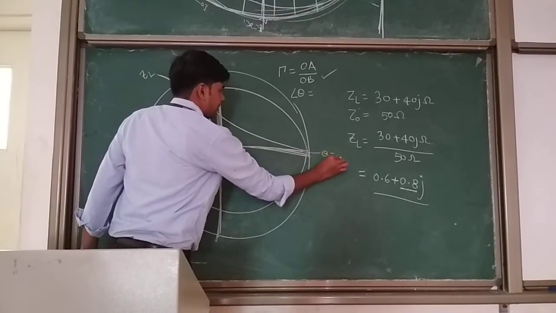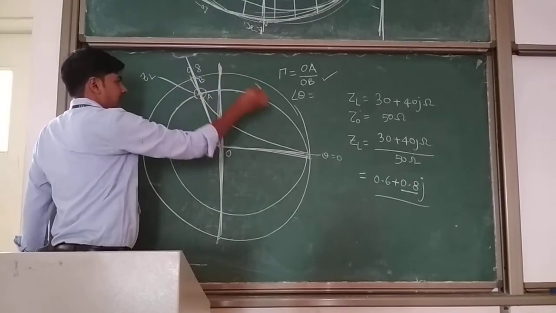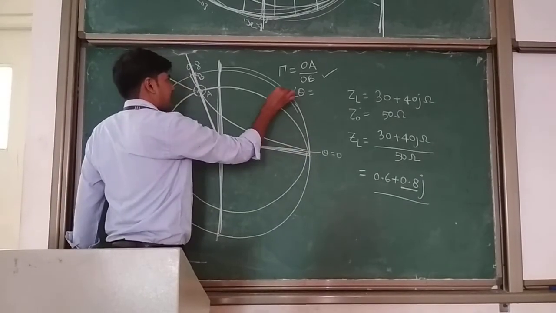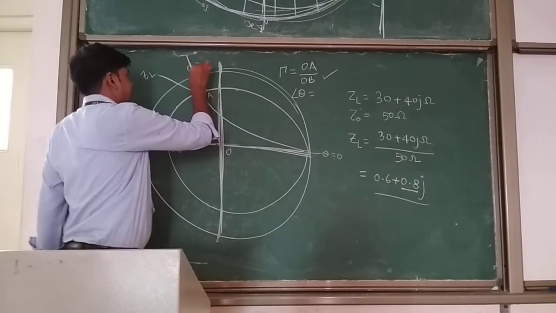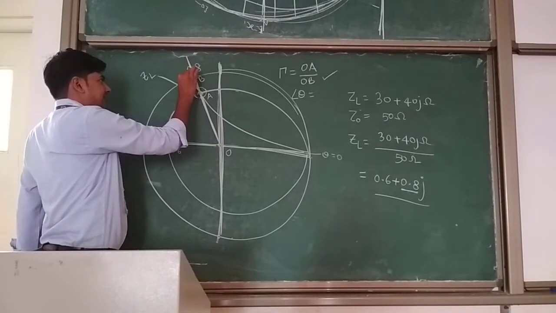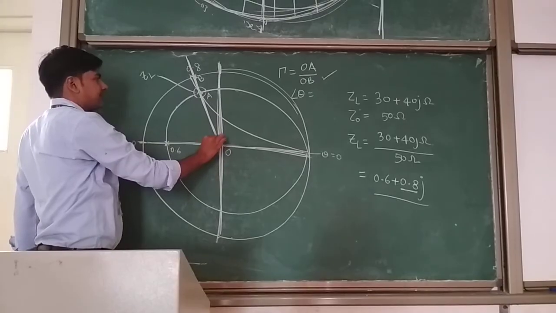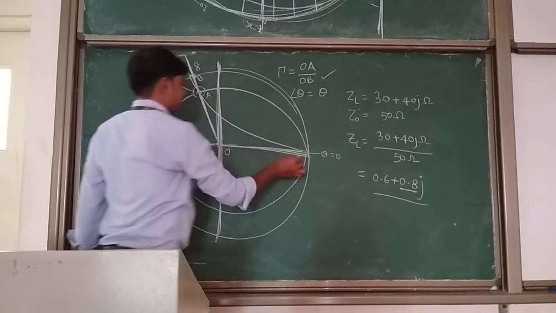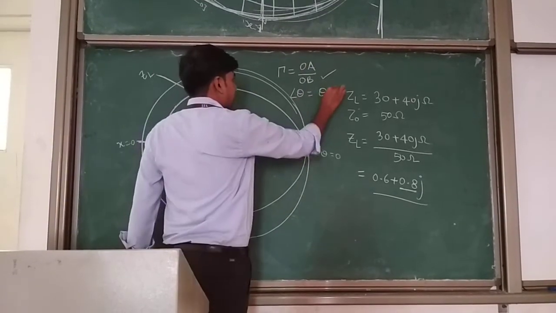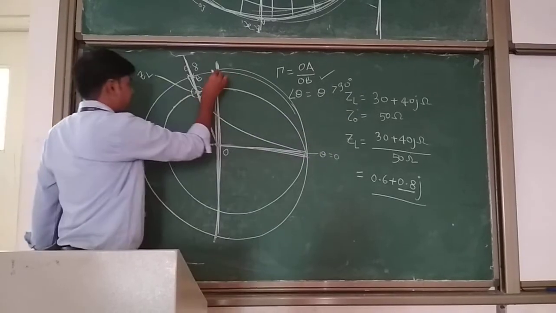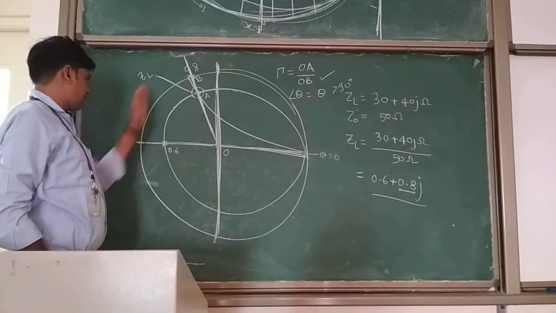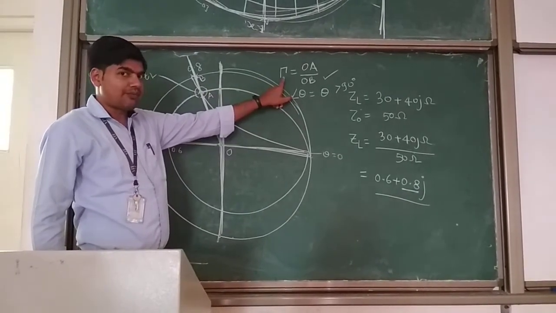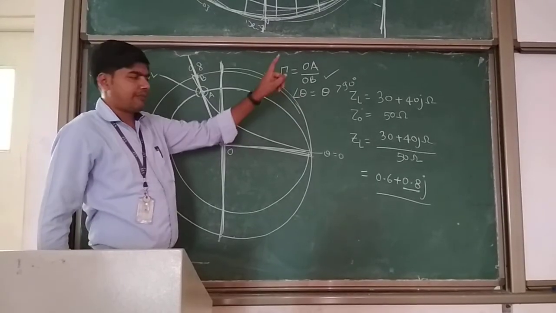Now to calculate the angle of the reflection coefficient, that is theta, this is theta equal to 0, theta equal to 90 degrees. The scale is given on the Smith chart: 0, 10, 20, 30, 45, 60, 75, 90 degrees, and you can find the exact angle of this line and write that angle. So that angle is theta. It will obviously be more than 90 degrees because the point is on this side, so it will be more than 90 degrees, less than 180 degrees. This is how you can calculate gamma, the reflection coefficient, and its angle.